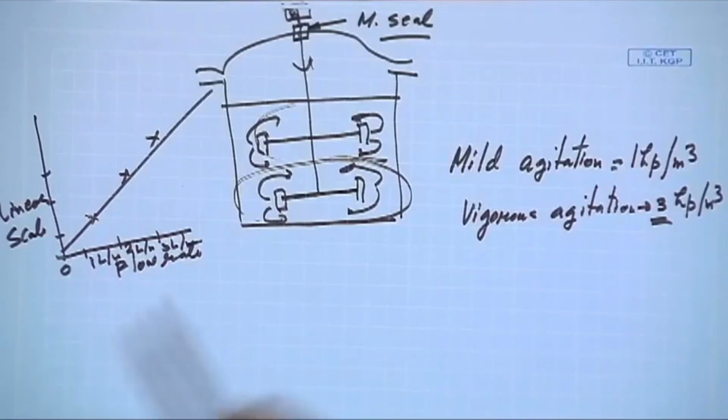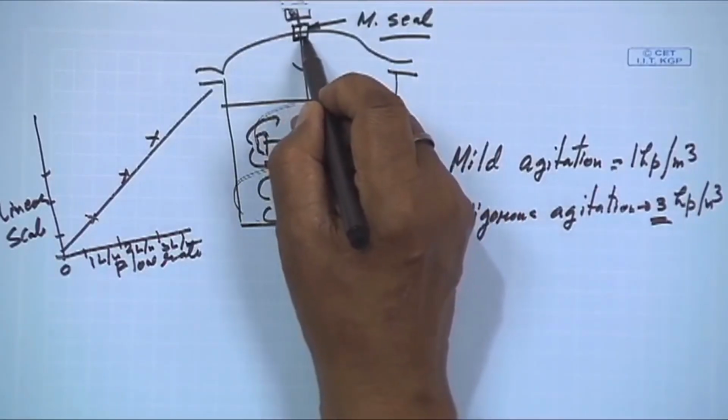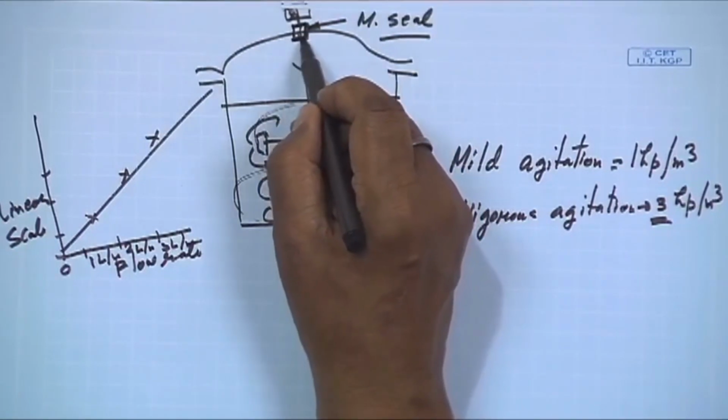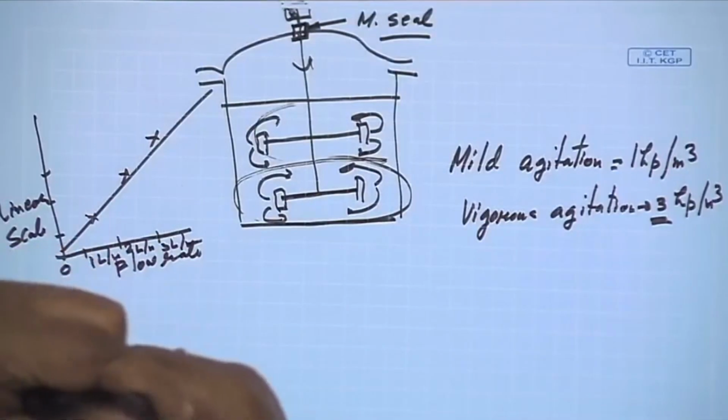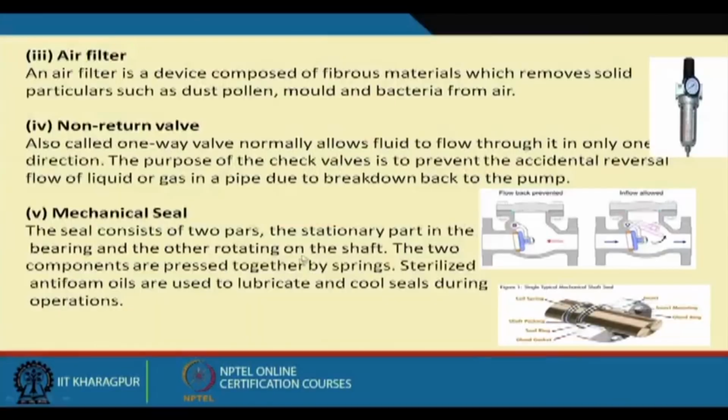So this is stationary, because when you talk about your mechanical seal, that is fixed, and then your shaft is going inside, that is moving. This is the movable part, the other is the rotating shaft. The two components are pressed together by a spring, and sterilized antifoam oil is used to lubricate and cool the seal during the operation. Now they are tight like this.